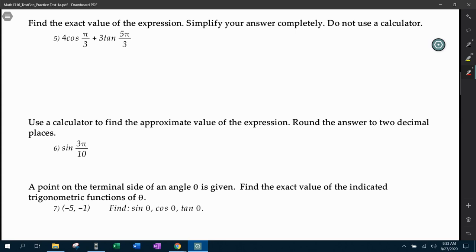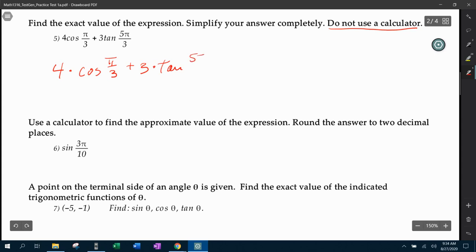Find the exact value of the expression. Simplify your answer completely. Notice it says do not use a calculator, okay? So we're going to have to calculate 4 times the cosine of pi over 3 plus 3 times the tangent of 5 pi over 3. And it says do not use a calculator. And so what we're going to use here is the unit circle.